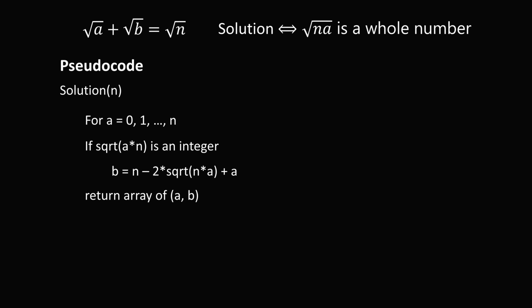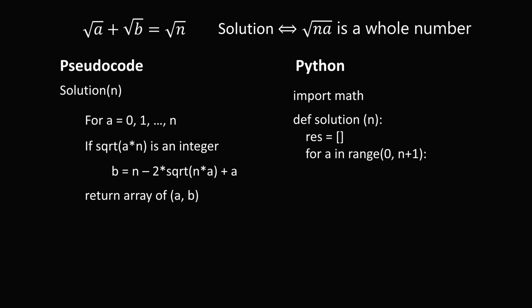So let's implement this in Python. This is not going to be the most efficient or best code. It's just going to be useful for explaining the solution. So we'll import the math library. We're going to define solution(n). We initialize a list for the result. For a in the range 0 to n plus 1, a will go over the values of 0 to n.